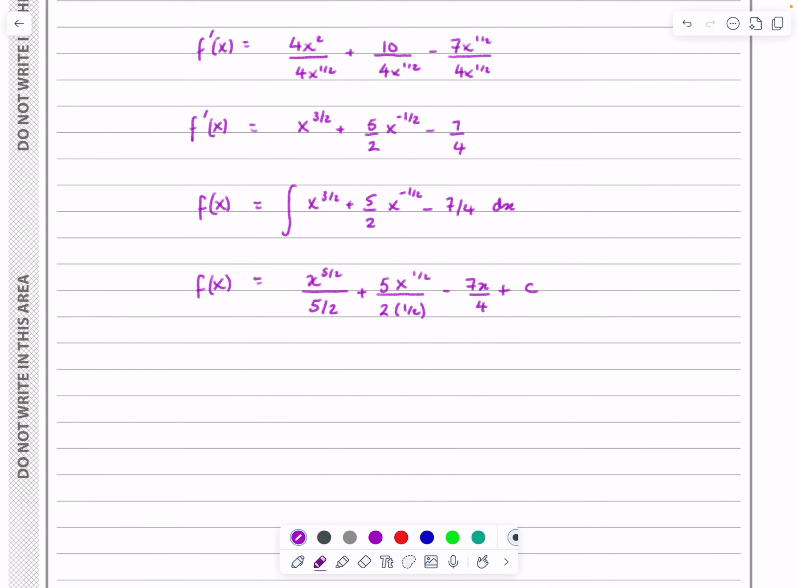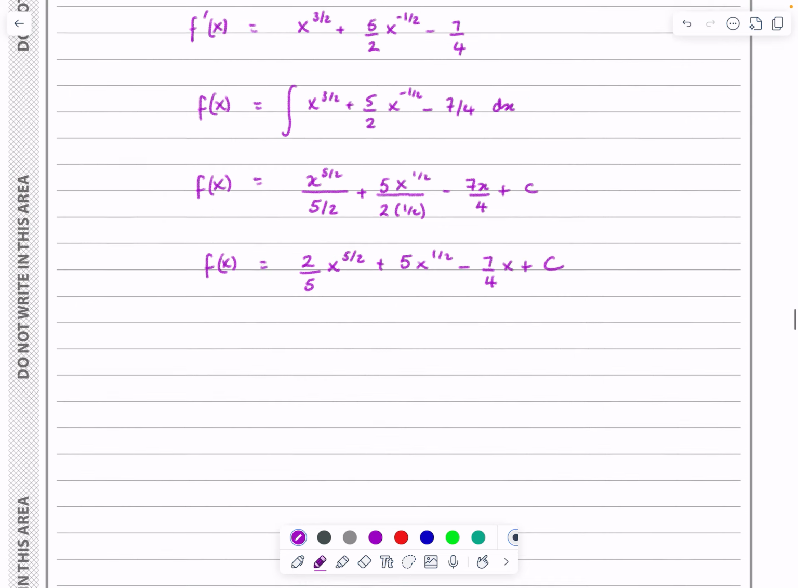So that is fx, but we do know, I'm going to tidy it up, and then also we'll know that x is 4 and y is equal to minus 1. Let's just tidy this up first of all though. So fx is, that's better to be written down as 2/5 x to the 5 over 2. This works out to be 5x to the half, and then 7 over 4x plus c.